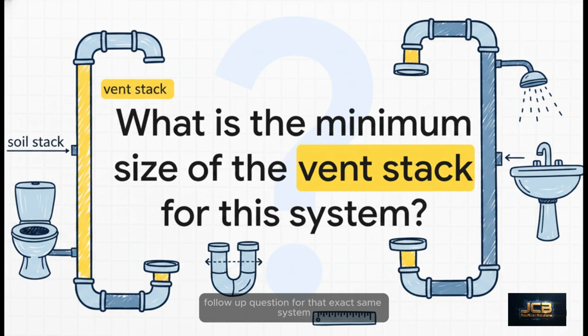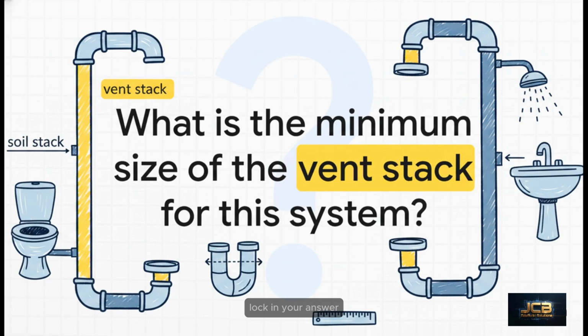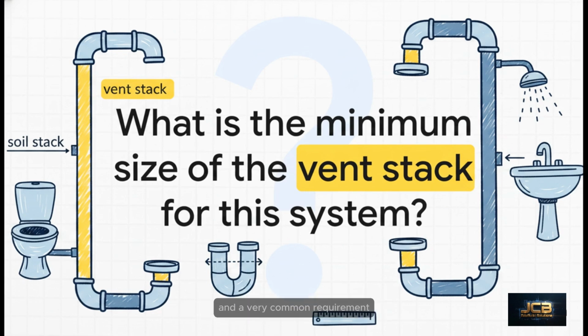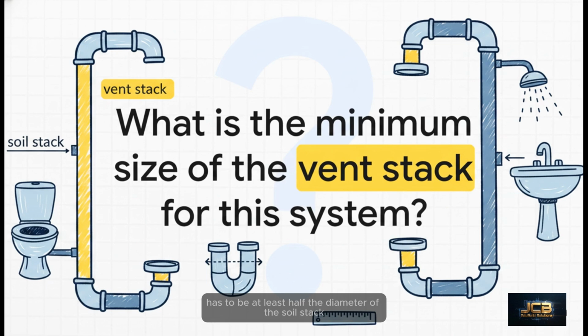For that exact same system, what's the minimum size for the vent stack? Are we talking 38, 51, 65, or 76 millimeters? Lock in your answer. The correct size is B, 51 millimeters. So the vent stack size is directly related to the soil stack, and a very common requirement is that the vent has to be at least half the diameter of the soil stack. In this case, that's 2 inches or 51 millimeters.